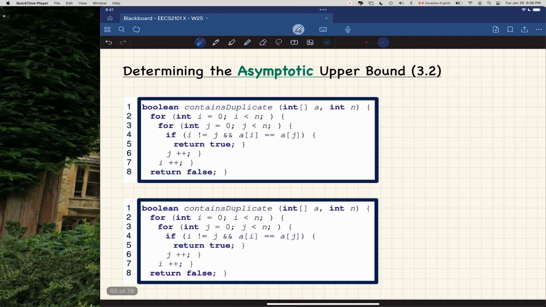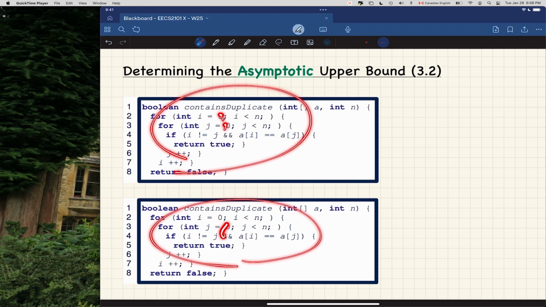So I'm going to give you 2 variants over here. Let's say I still have my contains duplicate from the previous page. I just have 2 duplicates over here. Variant number 1.